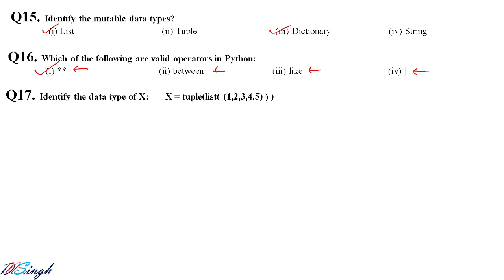So these three are not valid operators, but this particular operator, that is called exponent operator, which is valid in Python. Identify the data type of this. So first it is a tuple, okay, given in the list constructor, converted into list, again given to the tuple constructor, again converted to the tuple.